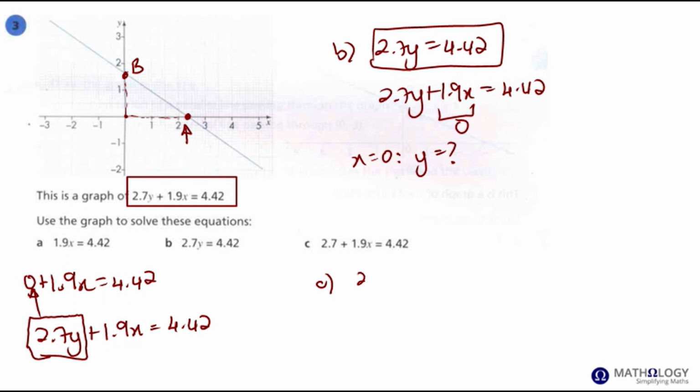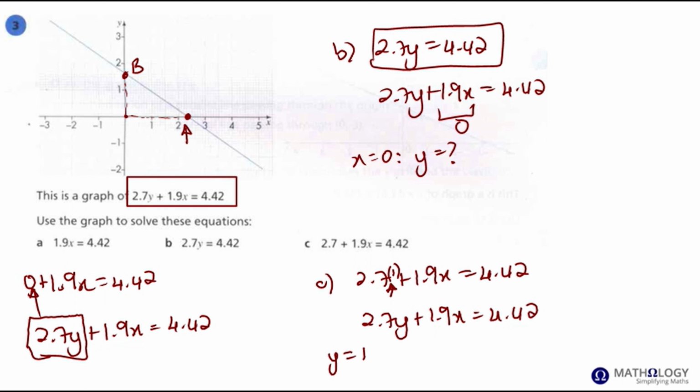And then c, we have 2.7 plus 1.9x equals 4.42. Comparing it to 2.7y plus 1.9x equals 4.42, it's almost identical except for the fact that here we have a y, it's just not visible, it's actually 1. So in other words, y equals 1. So where y equals 1 is over there. We move horizontally across to the line, hit the line, and then drop a perpendicular down and get the x value, whatever it may be.